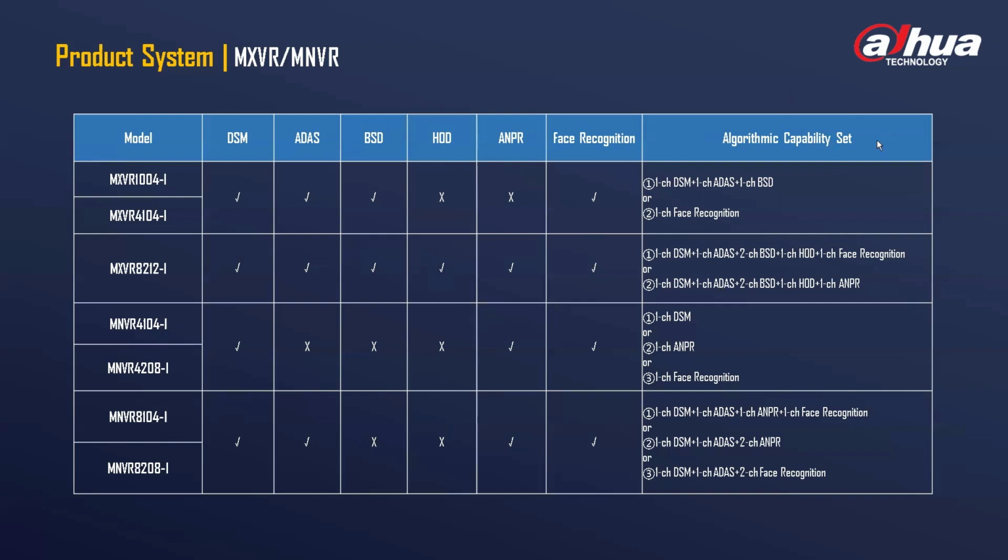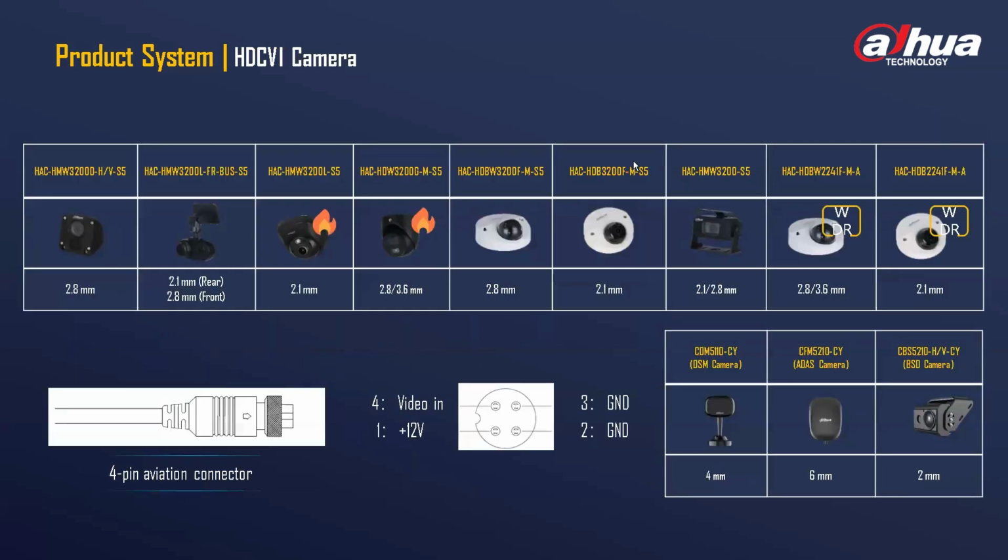Then we compare their algorithmic capability set. We have 1 channel driver status monitoring, 1 channel advanced assistant, or 1 channel face recognition. So it means you can't have both. You can just have either one or two. The same case for this 812. So I'll be able to share this material so that you can compare and get whichever function you need.